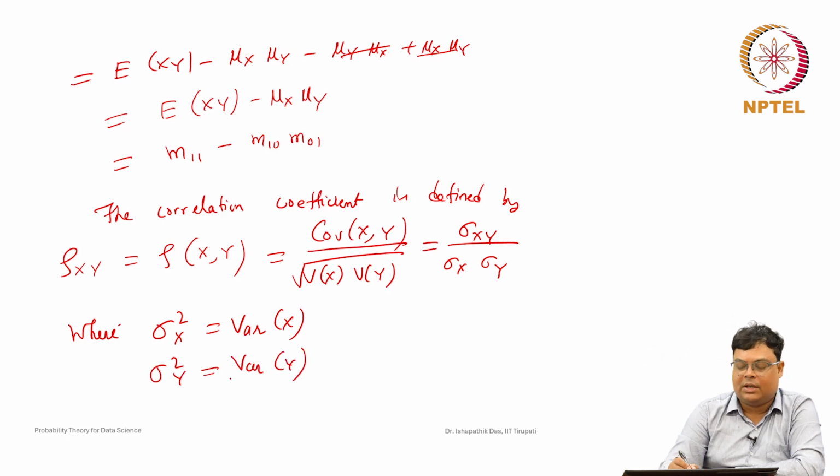Next, we will discuss some properties of the covariance and how variables are associated, and also the properties of the correlation coefficient. By the values of the correlation coefficient, we can say how x and y are related, and some of the properties of the correlation coefficient we will discuss next.